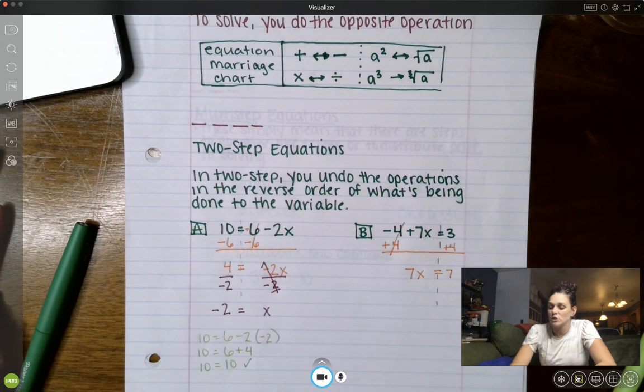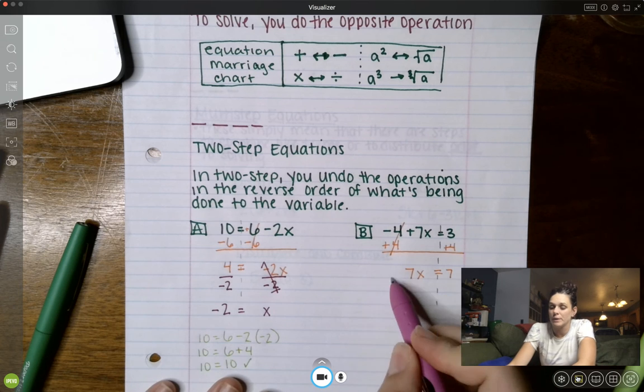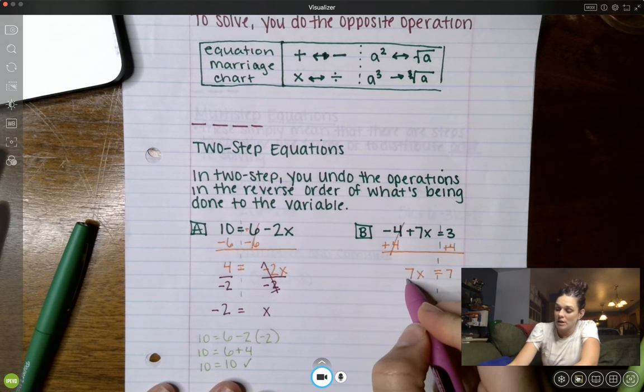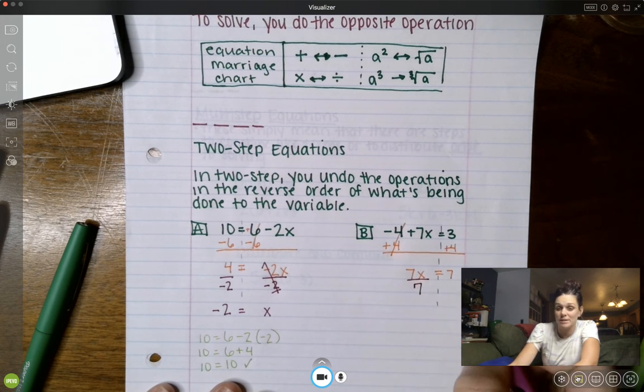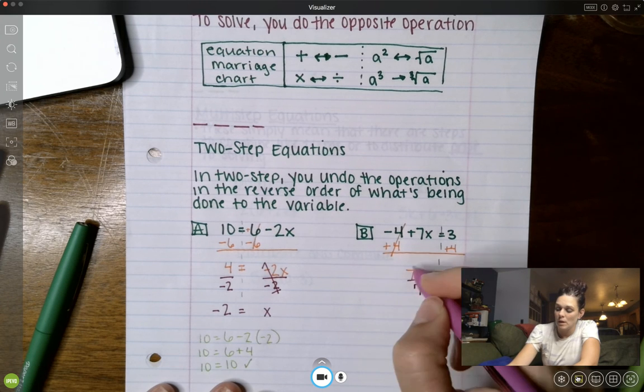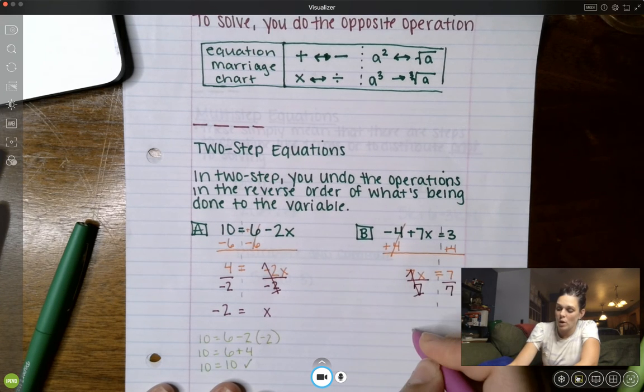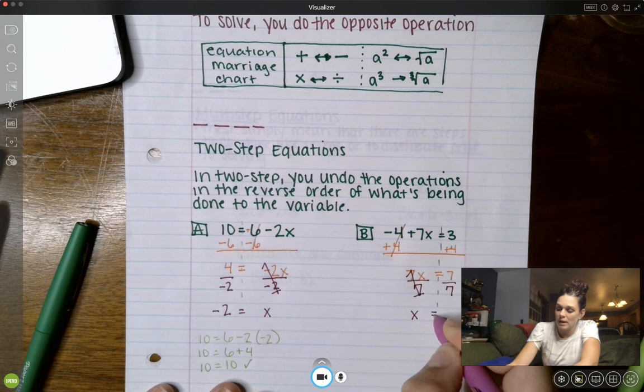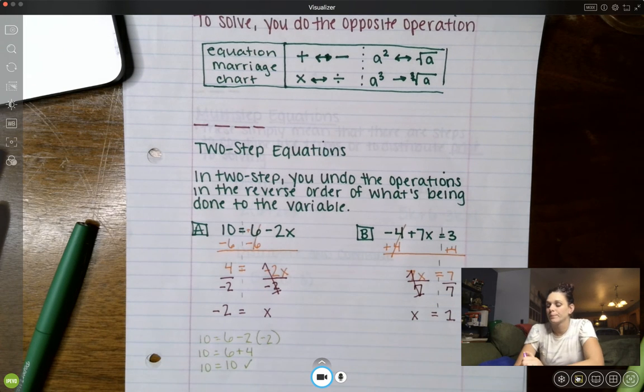All right, what's visually showing here is multiplication, again, when they're touching. All right, so we're going to divide both sides by 7. 7 divided by 7 makes 1x, and that equals the number 1.